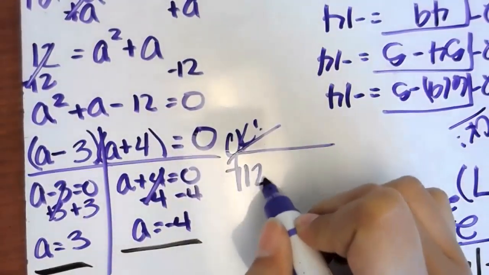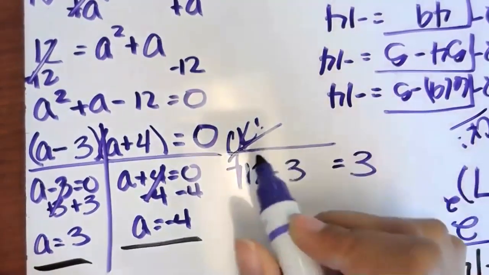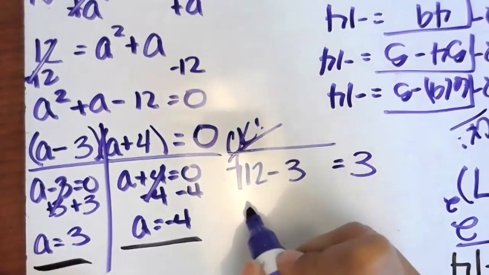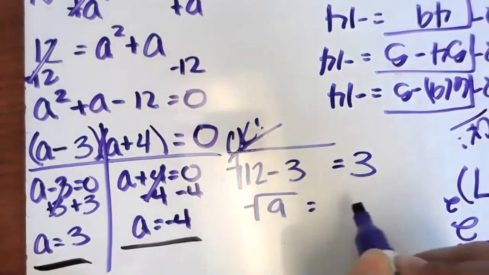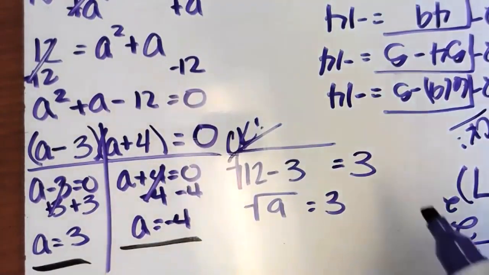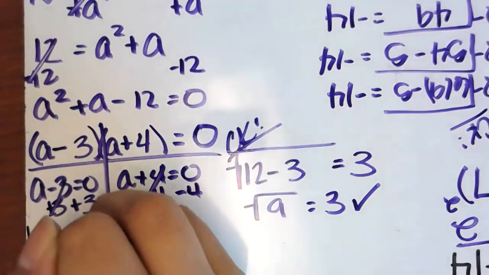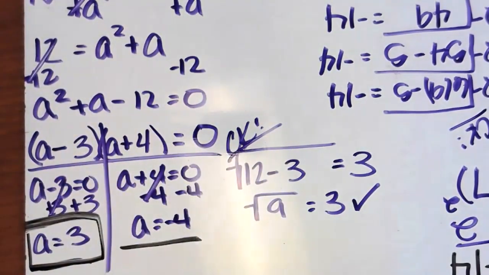So you're going to do 12 minus 3, and this has to be 3. So square root of 12 minus 3. 12 minus 3 is 9. And right here, you can ask yourself, does the square root of 9 equal 3? And this is a true statement. The square root of 9 is 3. So you would box it because it's a true solution.